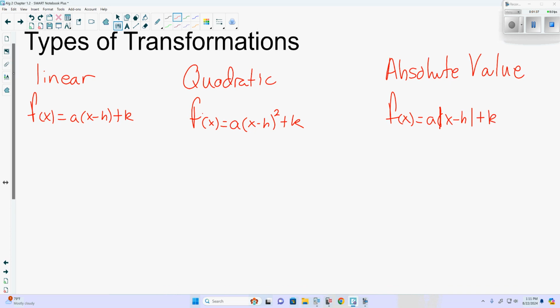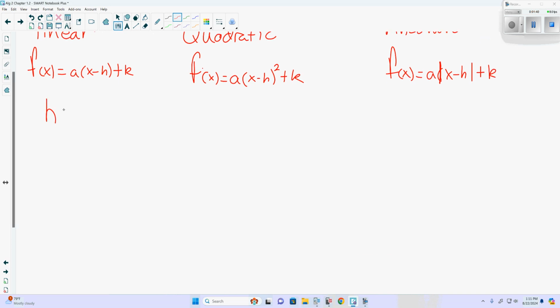Now, the other parts that we had going along with this was that h was our horizontal translation. It is our left or right, because h is the amount that we move left or right, and it's the opposite of what we think. If it's plus inside those parentheses or absolute values, it's moving to the left. If it's minus 2, it's moving to the right. Opposite of what we think with left and right.